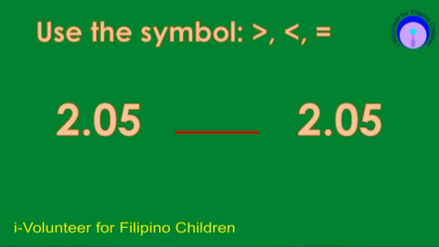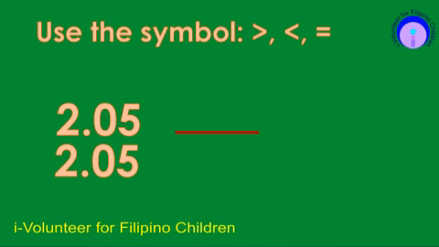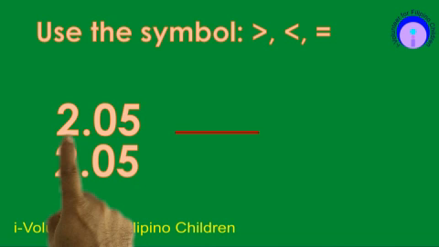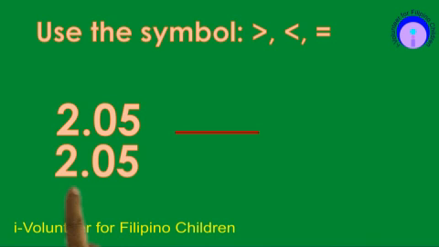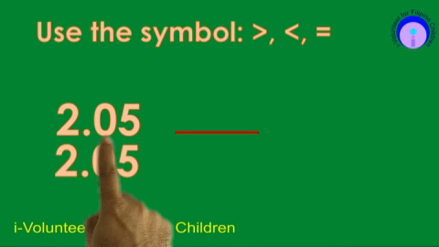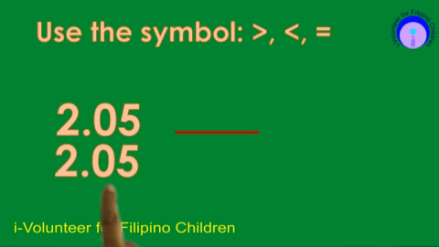from the decimal part. Before comparing its digits, the decimal point must be aligned. Compare digits from left to right. Let's compare the whole number. 2 is the same as 2. Let's compare the tenths place. 0 and 0, the same.